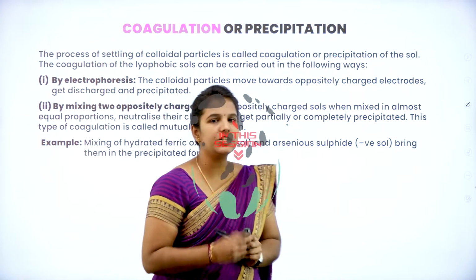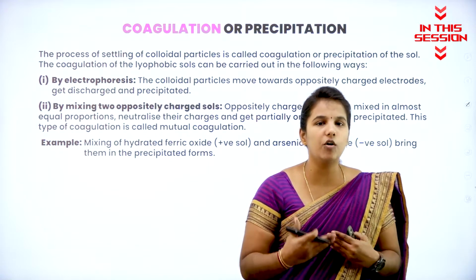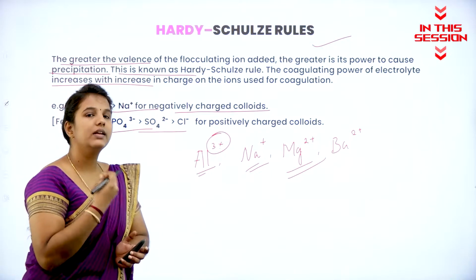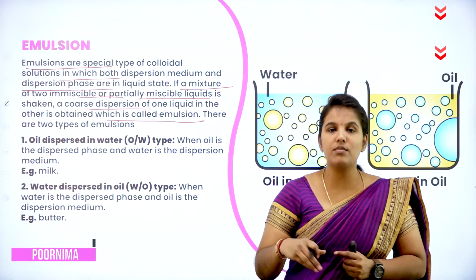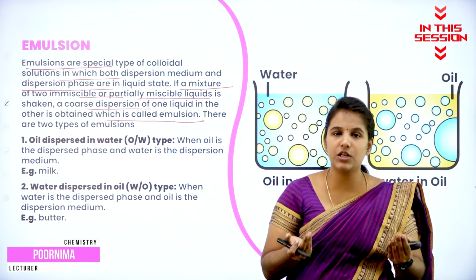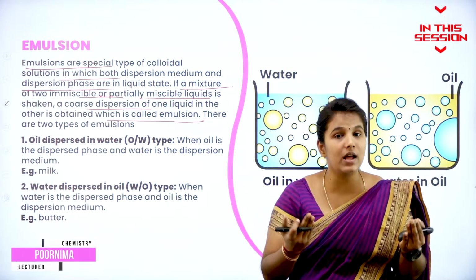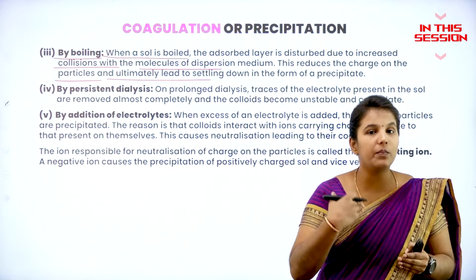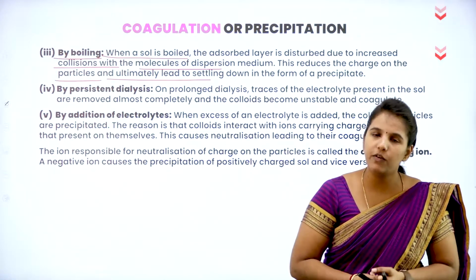Coagulation or the precipitation, it is one and the same. It is a process of settling of the colloidal particle. If the flocculating ions have a greater valency, the precipitation formation will be greater. What is emulsion? Emulsion is a kind of colloidal solution where both the dispersion phase and dispersion medium exist in a liquid state. There will be a settlement of the charges taking place in the colloidal solution, leading to the formation of coagulation.